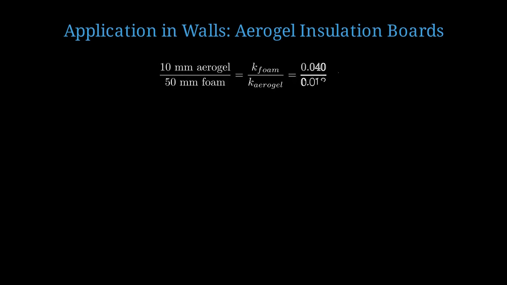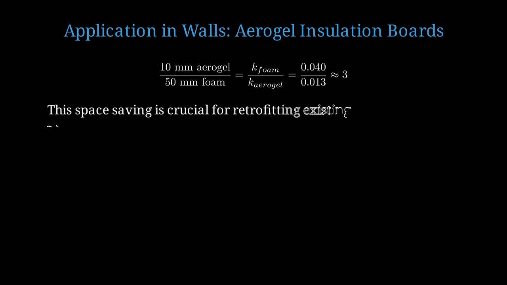For walls, aerogel insulation boards offer similar benefits. A 10 mm thick aerogel board can provide the same insulation as 50 mm of traditional foam insulation. The ratio of 10 mm aerogel to 50 mm foam equals the ratio of their thermal conductivities, approximately 0.04 divided by 0.013, which equals about 3. This space saving is crucial for retrofitting existing buildings where interior space is valuable. You can add high-performance insulation without significantly reducing room size.